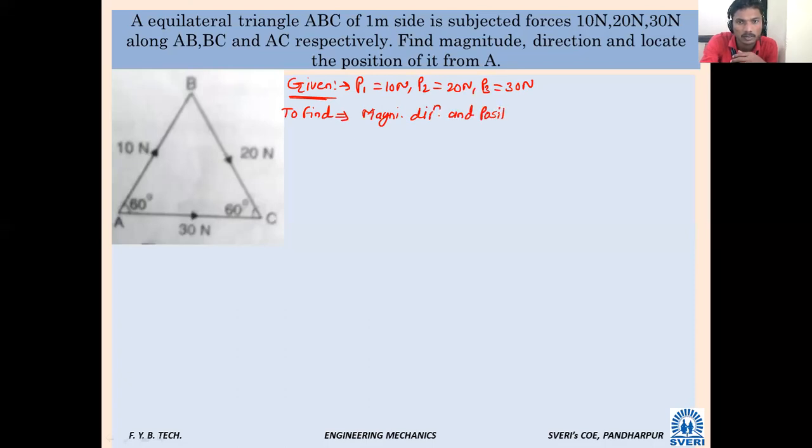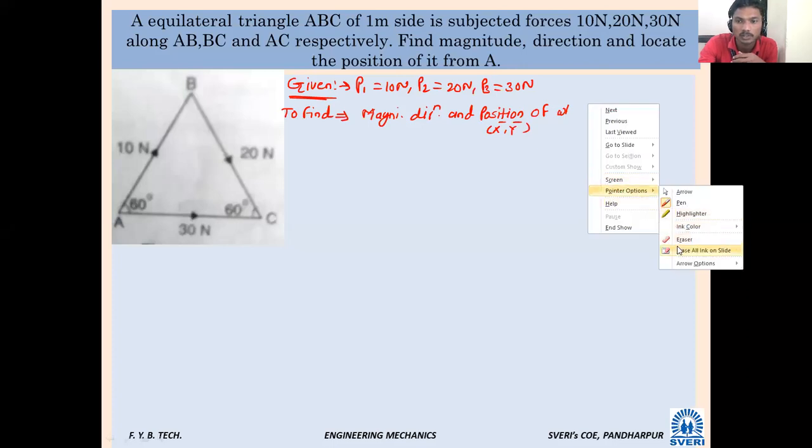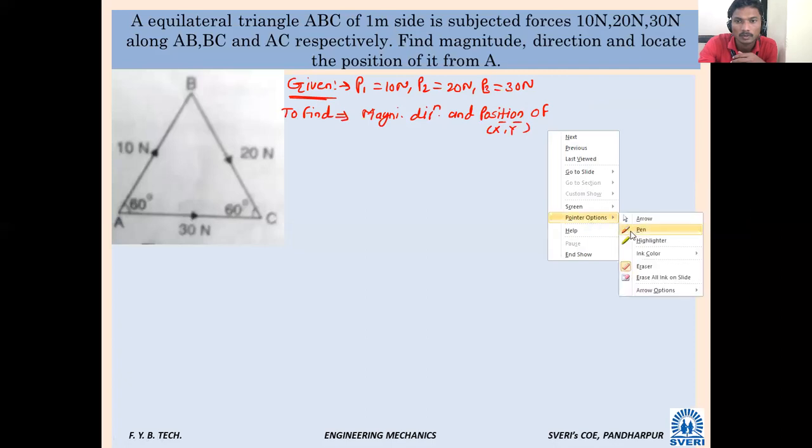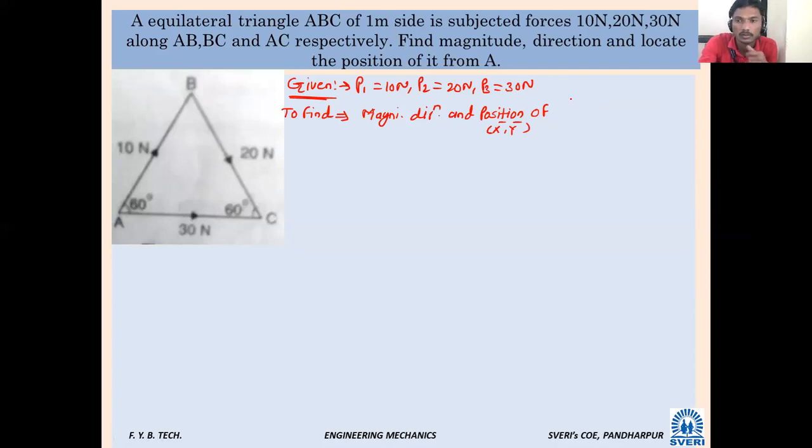In position, which two things are coming? X bar and Y bar, of the resultant. With respect to what point is it given? With respect to Point A. That is most important because once we calculate moment, at that time this is important. That's why we should also mention it.